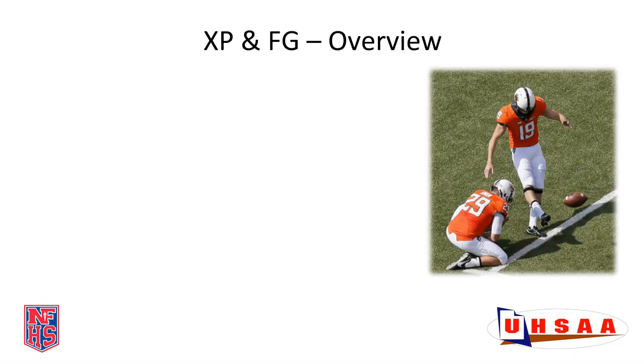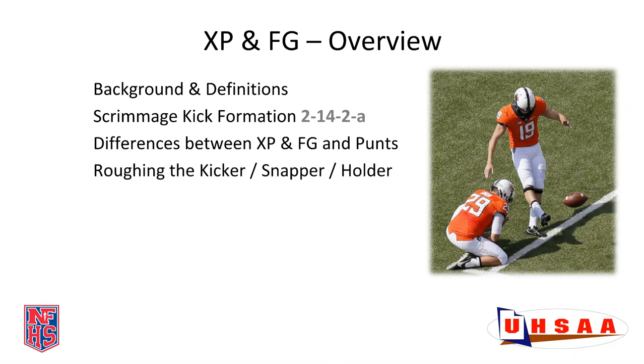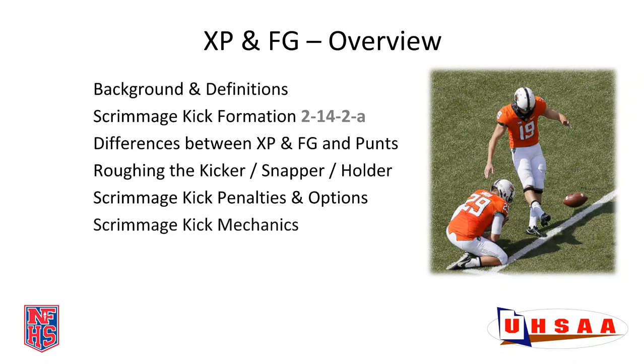What we're going to cover today are the background and definitions of the scrimmage kick and the extra point and field goals. We'll talk about the scrimmage kick formation, Rule 214-2A, that pertains to place kicks. Talk about the differences between extra points and field goals and punts. Cover the subject of roughing the kicker, snapper, holder, which occurs on these plays. Talk about other scrimmage kick penalties and options that are available.